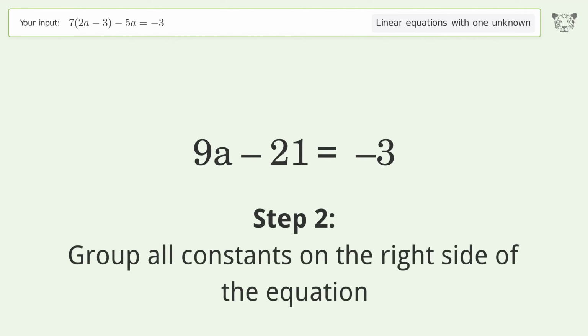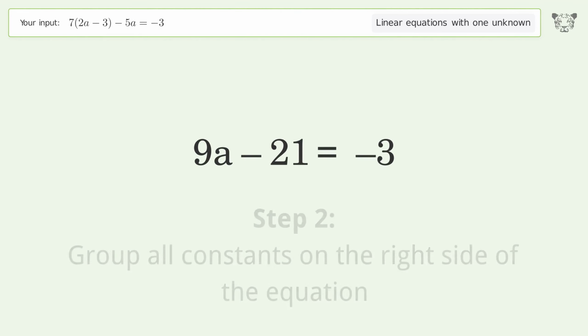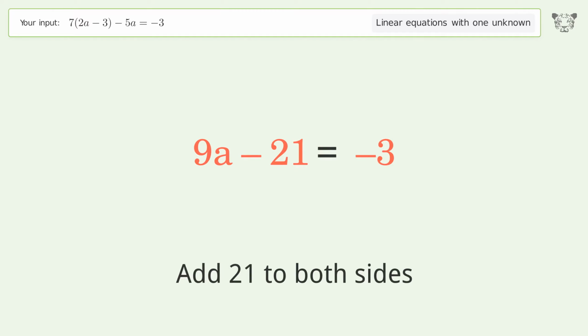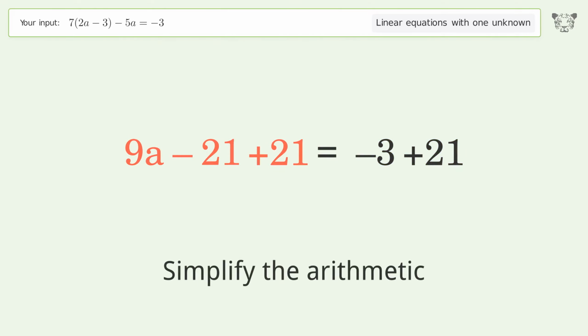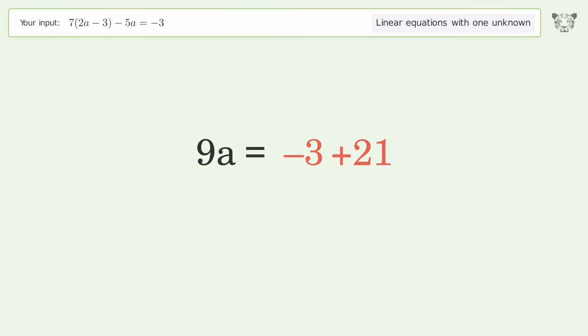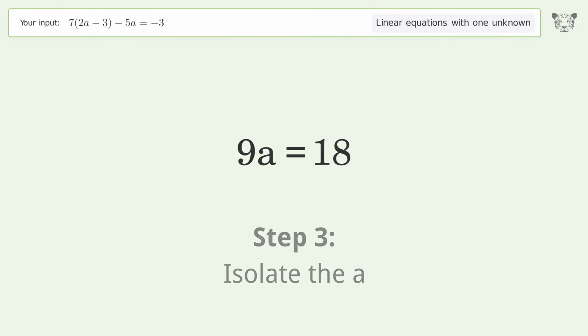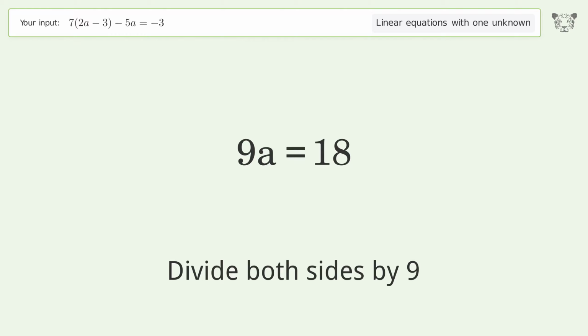Group all constants on the right side of the equation. Add 21 to both sides. Simplify the arithmetic. Isolate the a. Divide both sides by 9.